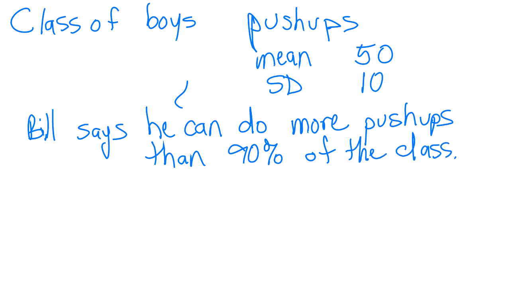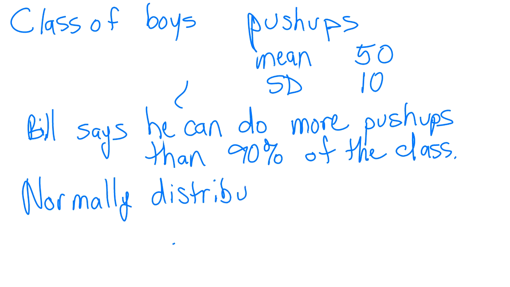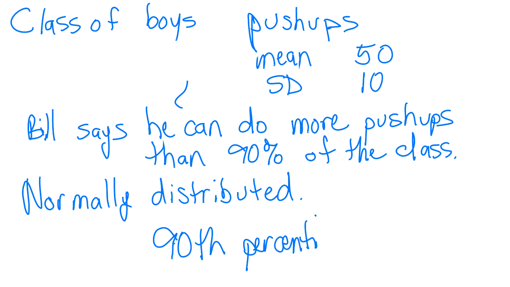And again, somewhere in the problem it'll say normally distributed, and that means it follows that bell-shaped curve. So this is asking basically for the 90th percentile. What is the 90th percentile? Because he just has to do one more than that.